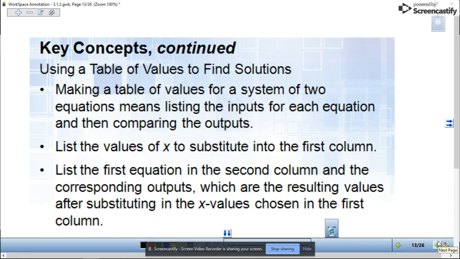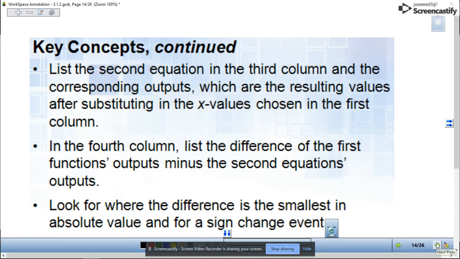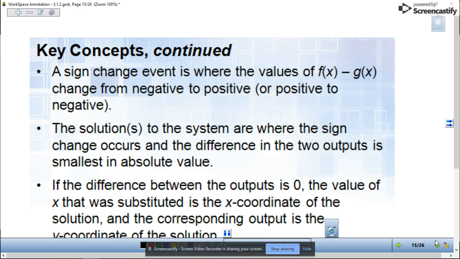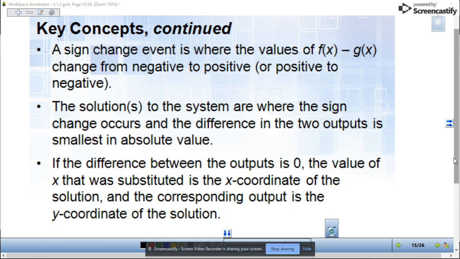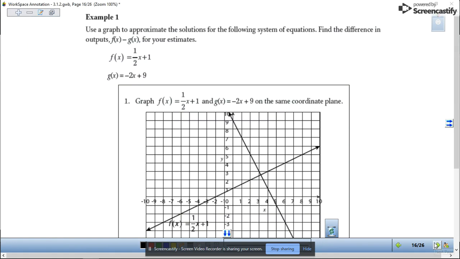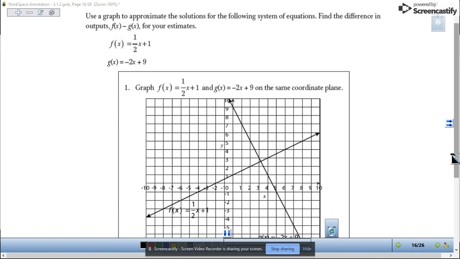All right? And then some more key concepts. Again, pause it. It's just some helpful hints there. Pause it again if you need more, and then we're going to go to the examples here in just a second. Okay, so example 1. Use the graph to approximate the solutions for the following system. Find the difference in outputs, f of x and g of x, for your systems.